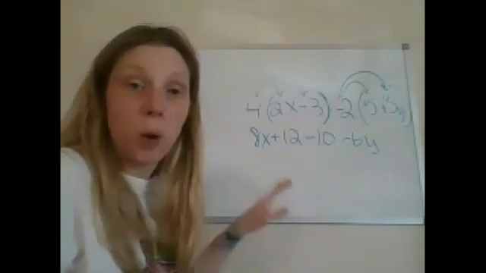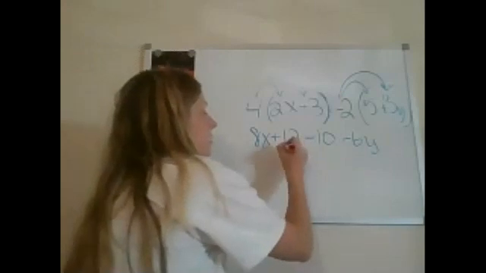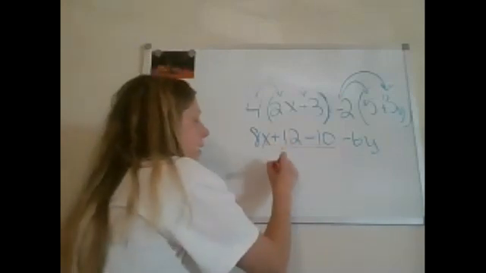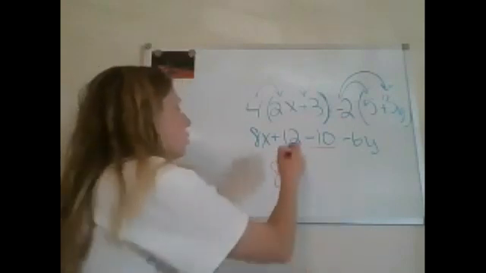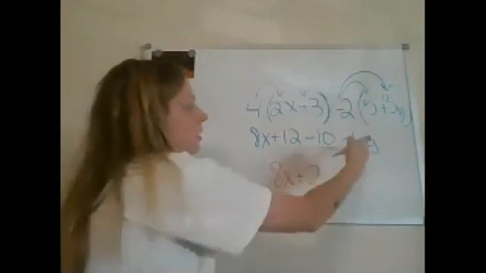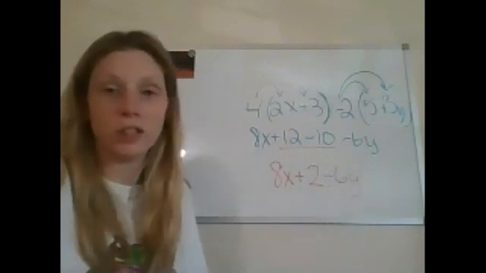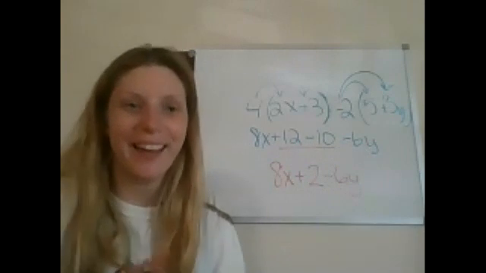Okay, now in this one, the only part that we have to simplify is these numbers right here, this 12 minus 10. So 8x, it just tags along, doesn't have anywhere else to be. 12 minus 10 is 2. Minus 6y, again, doesn't have anything to combine to, so it just tags along. It's happy to be here, okay?